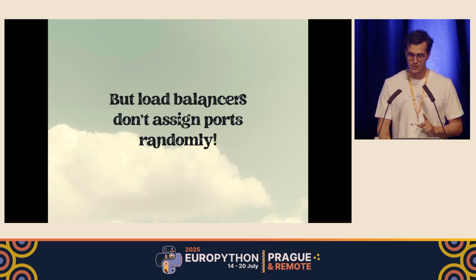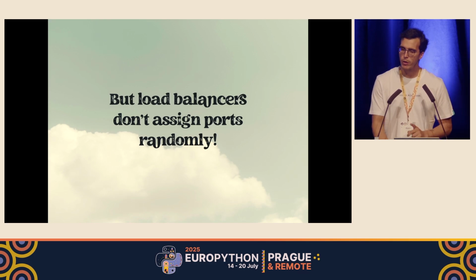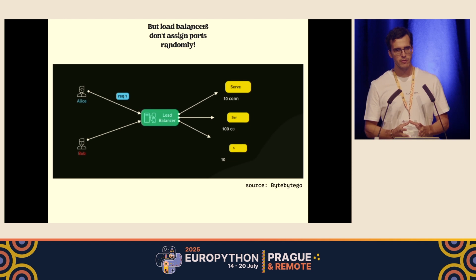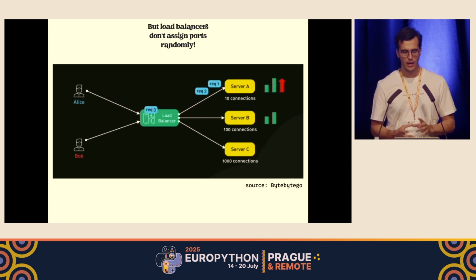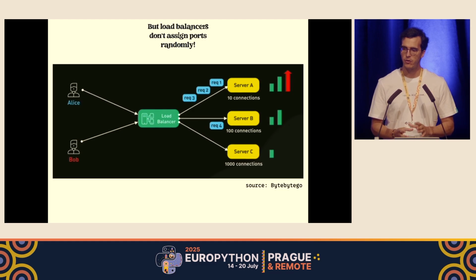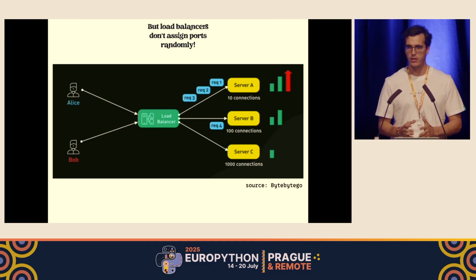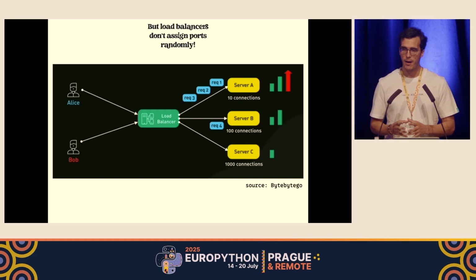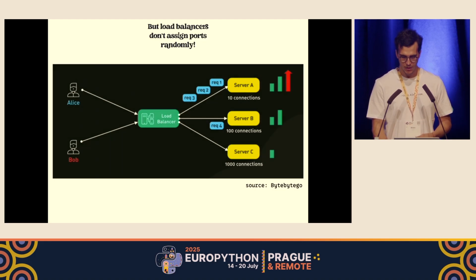But load balancers don't assign ports randomly. And what do I mean by that? I'm going to try to create a more sophisticated load balancing algorithm that assigns ports not randomly, but depending on the load that the current server has. And this is called least connection, and hopefully it's something that you're familiar with. The idea is that I'm going to assign the next connection to the server that is the freest, the more available, the one that has the least connections already running as the connection is coming.